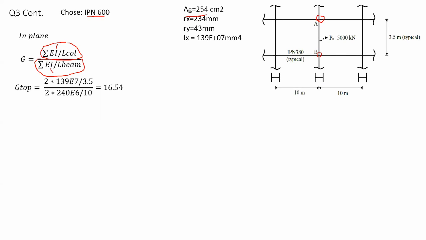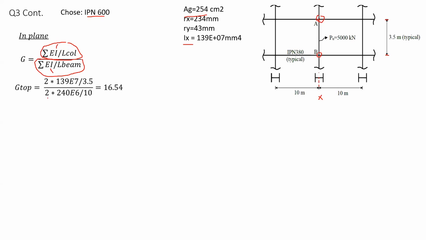now if you take a look at point A, you will find that there are 2 columns connected to this point: this column AB and the column above it. That's why I have 2, multiplied by the moment of inertia of each column. Now notice that in plane they would buckle about the x-axis. So in that case, I'm taking IX for IPN 600. I substitute it in here and divide by the length of the column, 3.5 meters.